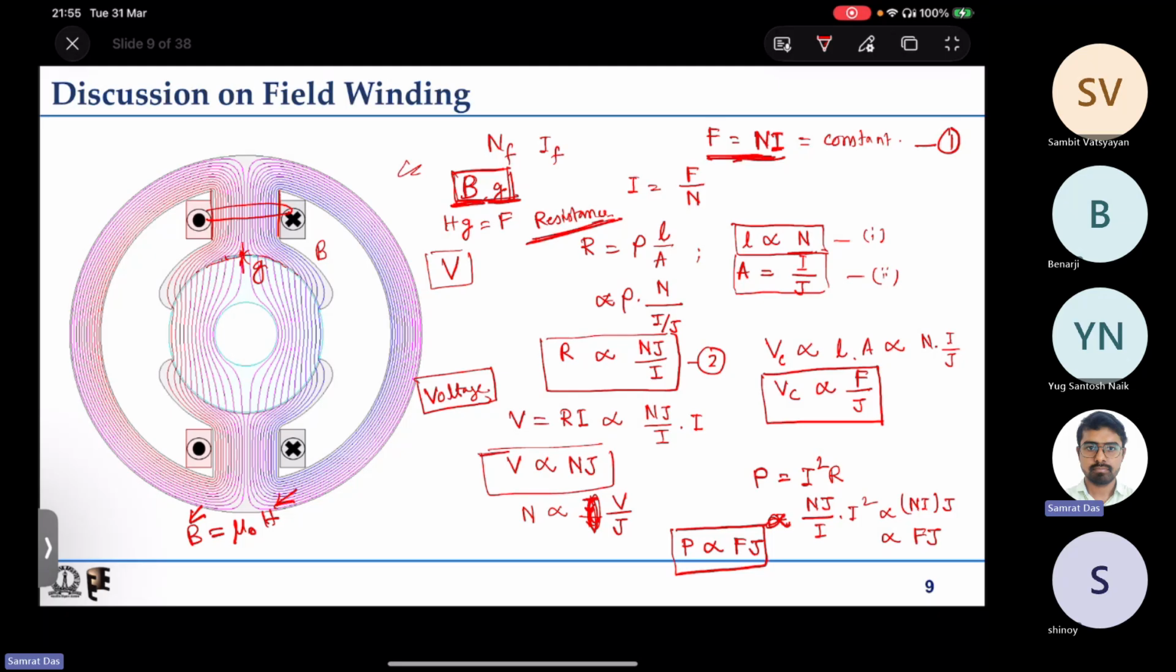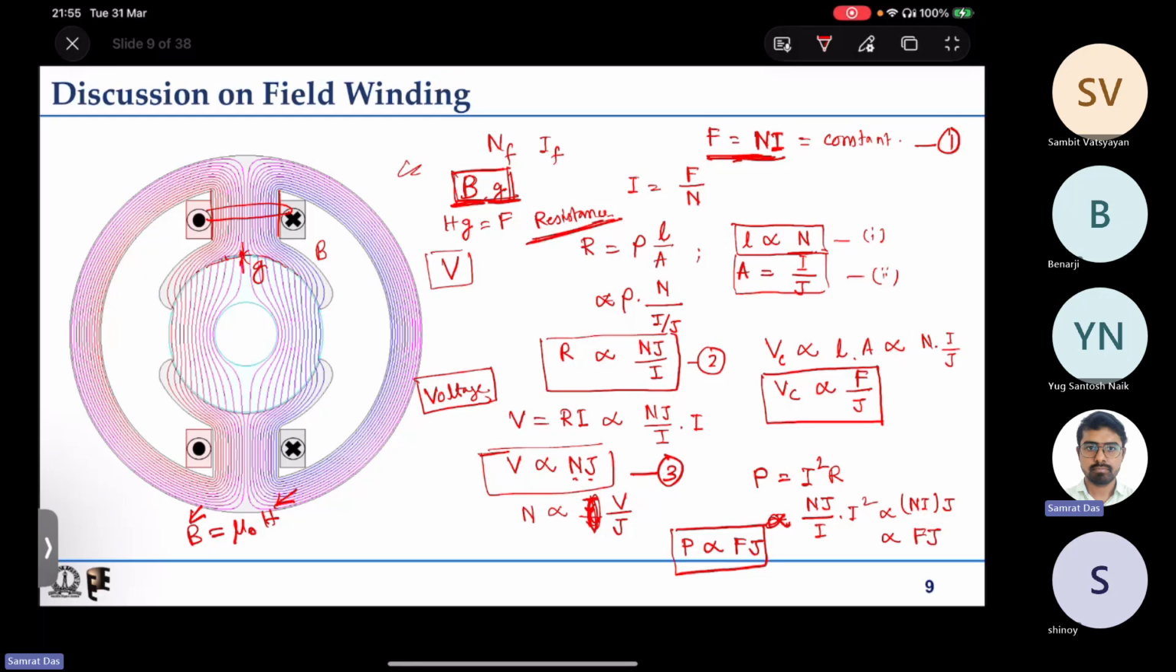So voltage is proportional to N into J, right? So the number of turns of any winding and the current density are inversely proportional to each other if voltage is fixed. So this is the third important equation that we have.